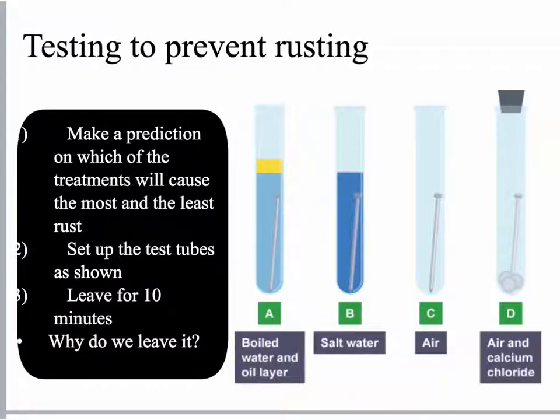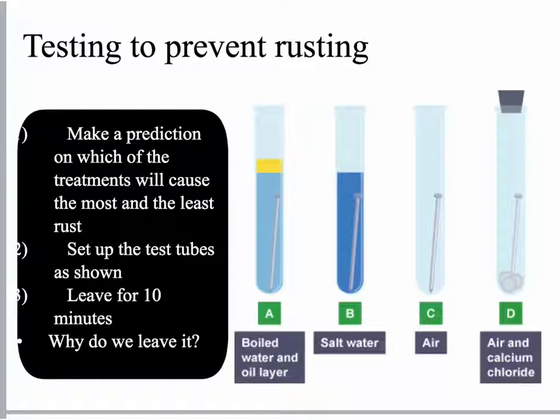A common test to look at rusting is to set up 4 test tubes as shown. The first test tube contains an iron nail, as well as boiled water and an oil layer. The second test tube has an iron nail with salt water, the third an iron nail just in air, and finally an iron nail with calcium chloride and a bung. We then leave these for 10 to 15 minutes and observe the difference that has occurred. We need to leave it because oxidation is a slow process, especially in terms of the rusting of iron.